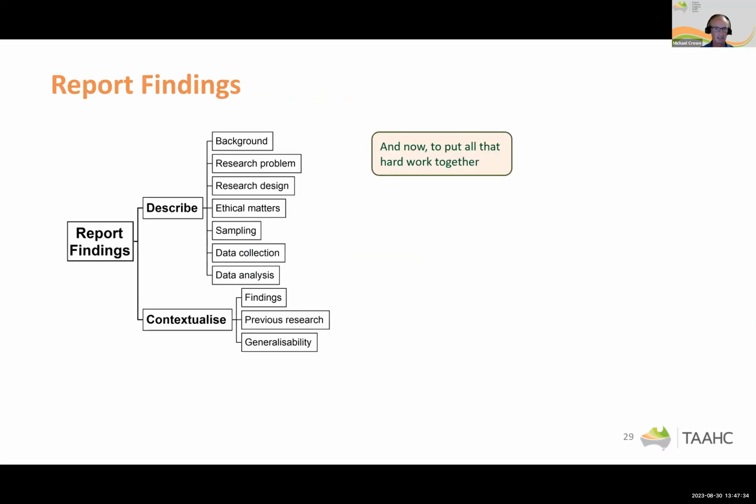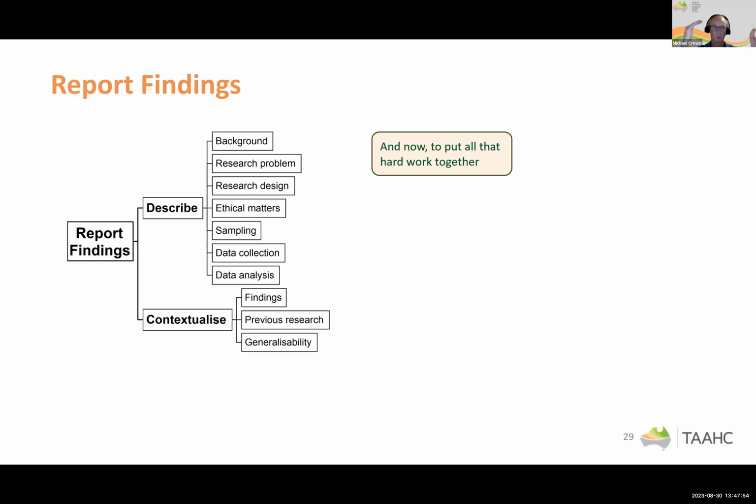And then the last thing that you do is you report your findings, because if you've done all the hard work, you may as well get a publication out of it or write the damn report and get it done. And a lot of the time, your reporting is a lot of what you've gone through, the steps you've gone through for doing your research.